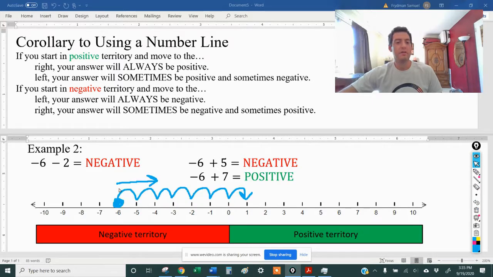On the other hand, if we start in negative territory and move to the left, then our answer will always be negative. But if we start in negative territory and move to the right, our answer will sometimes stay in negative territory, but we might sometimes pass 0 and get into positive territory. All right? So that's just something to keep in mind as you're evaluating all these expressions dealing with positive and negative numbers.